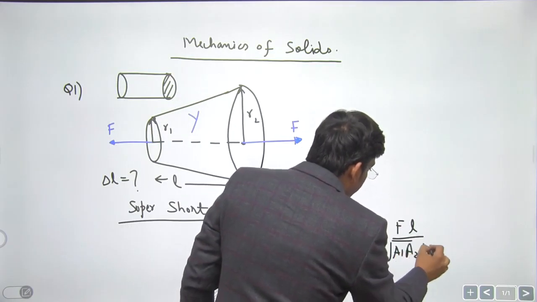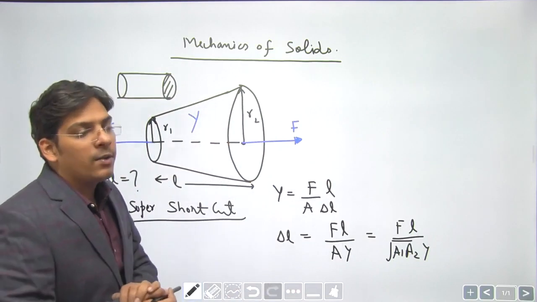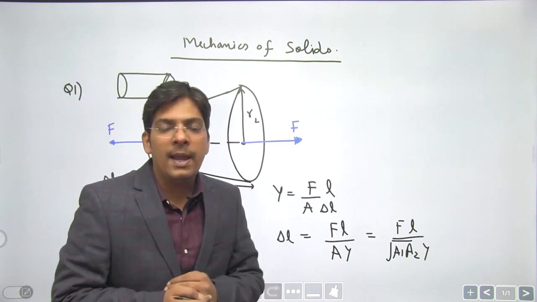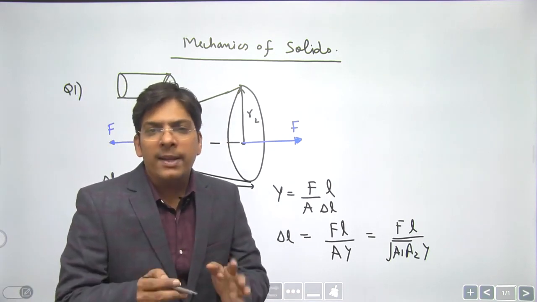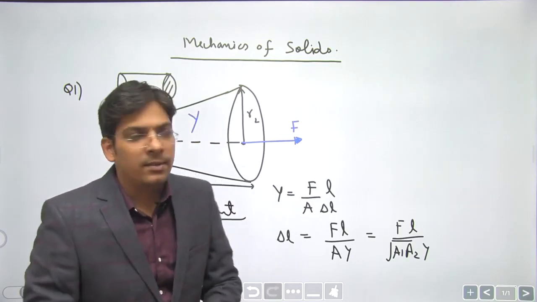This is your final answer, dear students. This is a shortcut. In all frustum type of questions, suppose you are asked to calculate the electrical resistance, which is given by rho L by area, you simply replace area by root A1 A2. You will get the answer without using the long integration process, right?